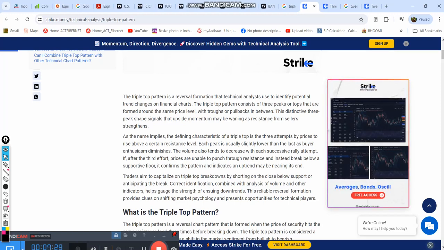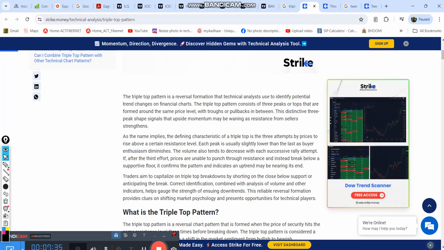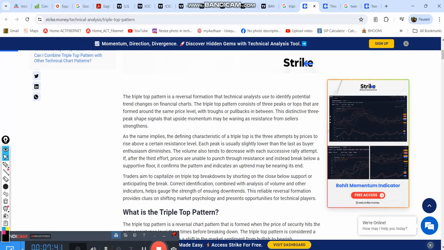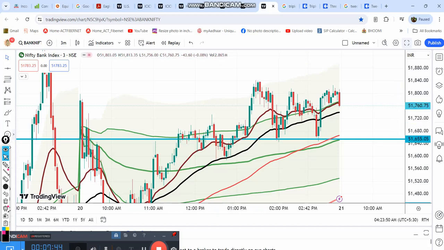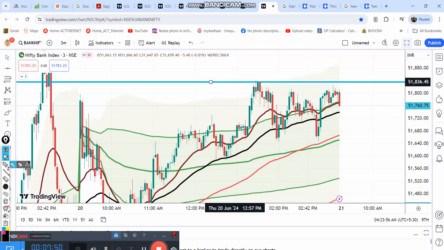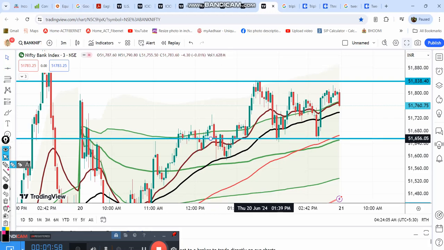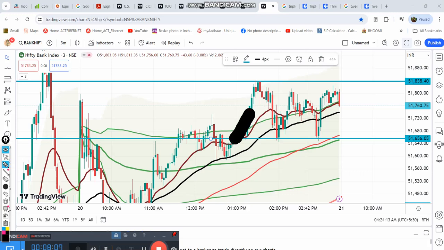So market is going to come down actually after this point. As the name implies, the defining characteristic of a triple top is 3 attempts by prices to rise above certain resistance level. So market is forming a triple top pattern here. Nearly a triple top pattern, and this is the neckline. This is the neckline here. So market went up from this point, came back, went up again, came back, went up again.